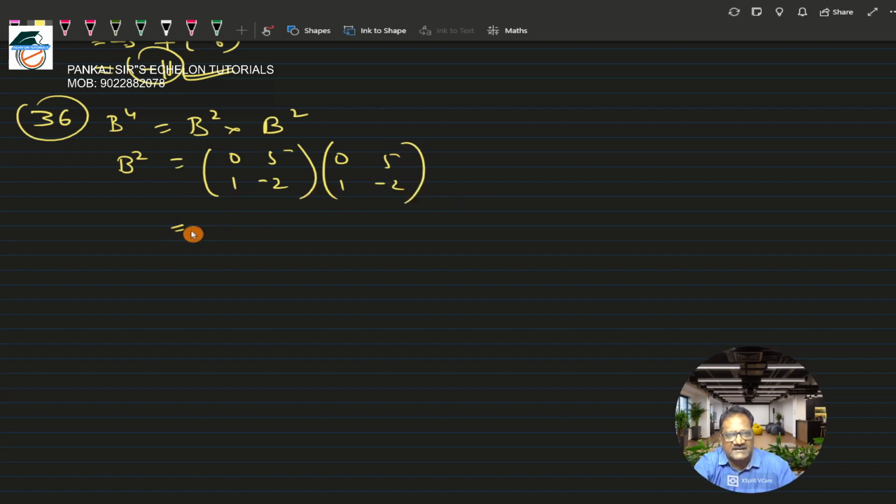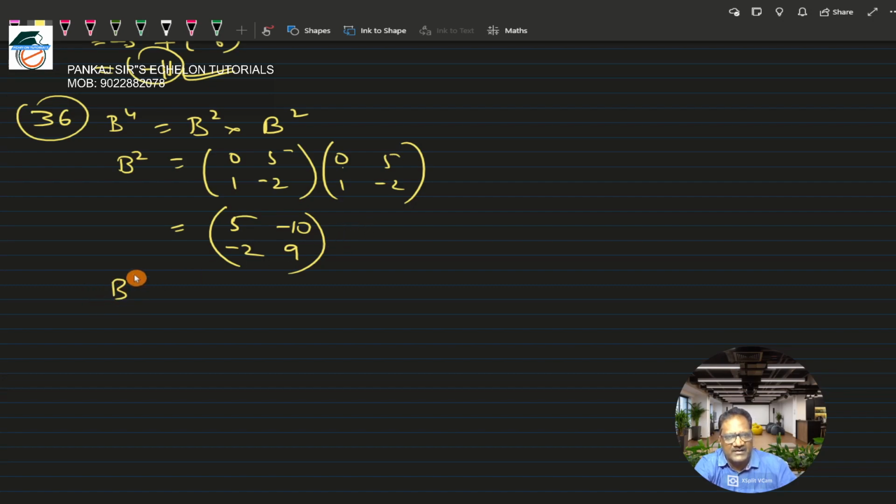Okay. Now the answer for this will be, I'll write it quickly. This will be 0 into 0 is 0 plus 5 ones are 5, so 5. This will be 5 into 0 is 0 and 5 into minus 2 is minus 10. This will be second row and the first column. 1 into 0 is 0, minus 2 into 1 is minus 2. And here I'll get second row and second column. So 5 plus 4, that is 9. So I'm getting b square as 5, minus 10, minus 2, 9.